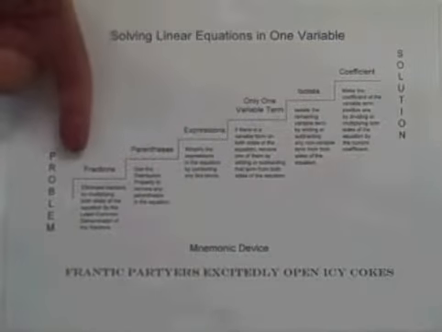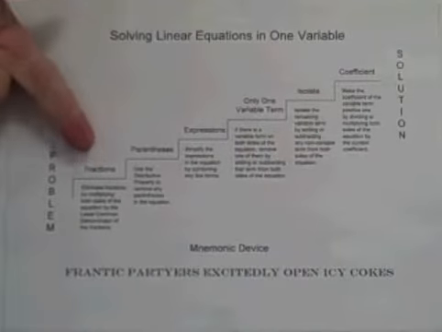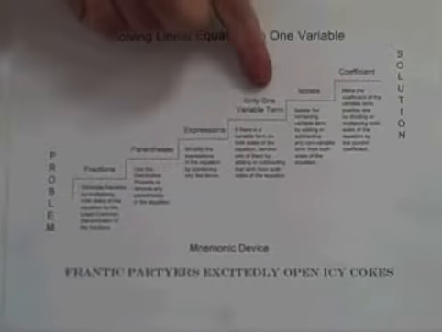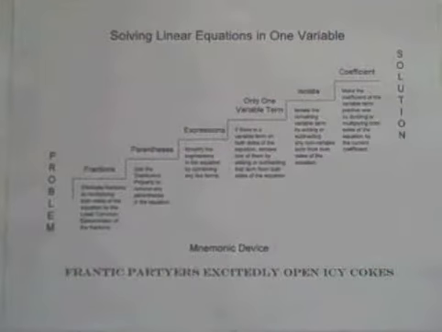We want to go from problem to solution, and we want to go step by step to make sure we get there and get there correctly. So what we're going to do is try to concentrate on 6 words or phrases here. Fractions, parentheses, expressions, only one variable term, isolate, coefficient. Now let me tell you what I mean by each of those.